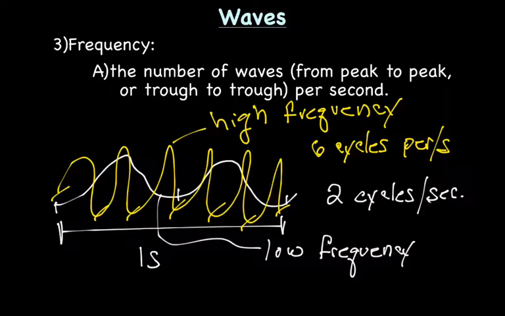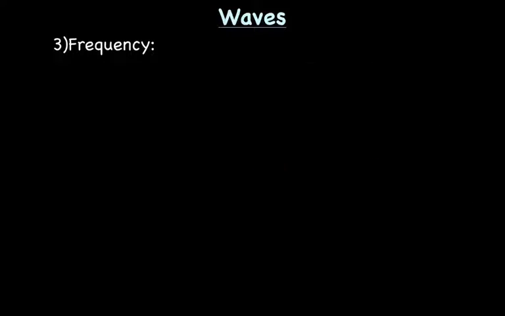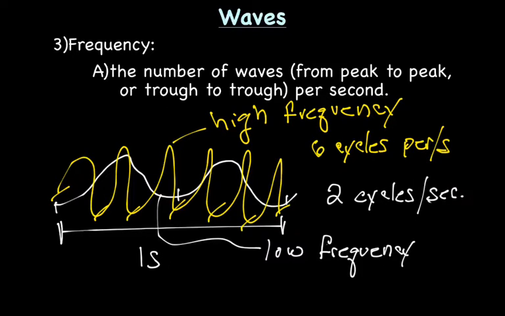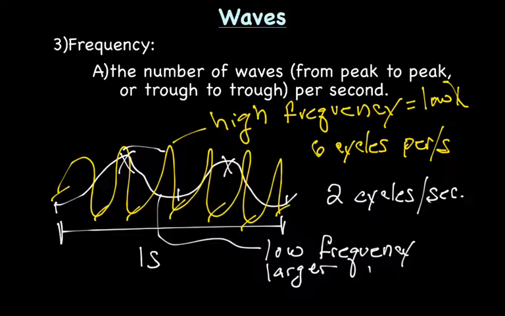You will also notice the wavelength, remember, is the distance between two peaks. If you have a high frequency like the yellow one, the distance between the peaks is less. So high frequency equals short wavelength. And with low frequency, there's a bigger distance from peak to peak, so a larger wavelength.